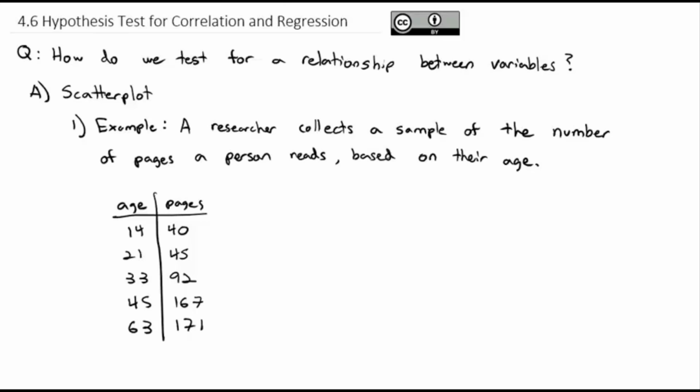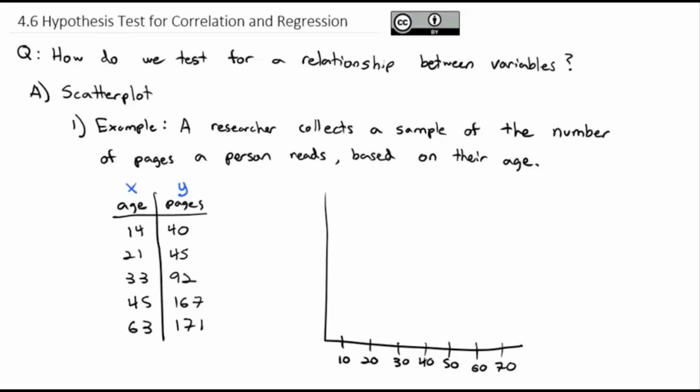The idea of a scatter plot is if we call the first column the independent variable x, and the thing that we think changes based on the independent variable, the dependent variable y, we should be able to graph these to get a visual of how they relate to each other. Let's go up by tens on the x-axis. 10, 20, 30, 40, 50, 60, 70 years. And on the y-axis, we'll go up by 30s. 30, 60, 90, 120, 150, 180.